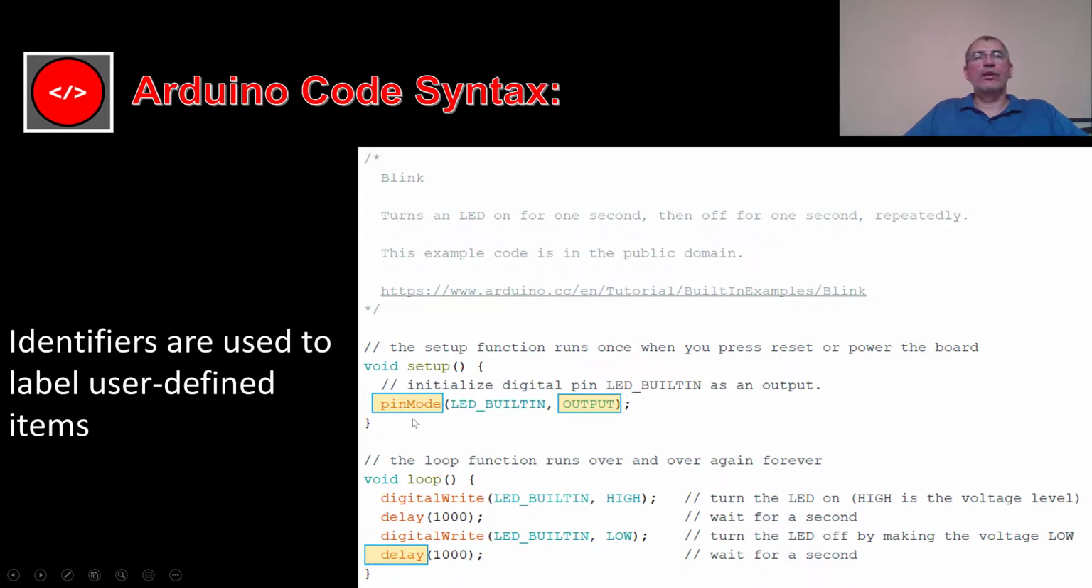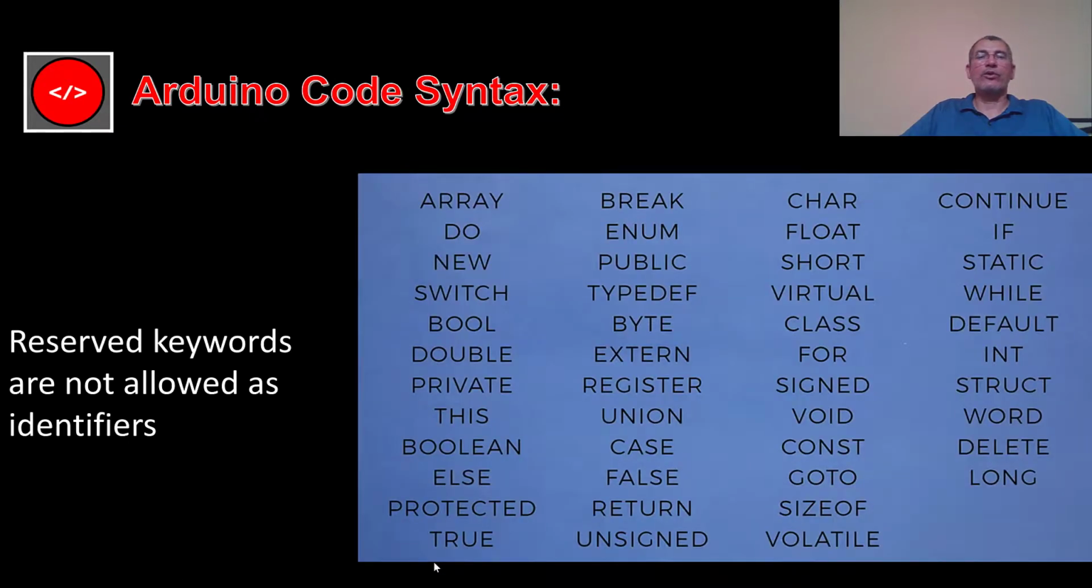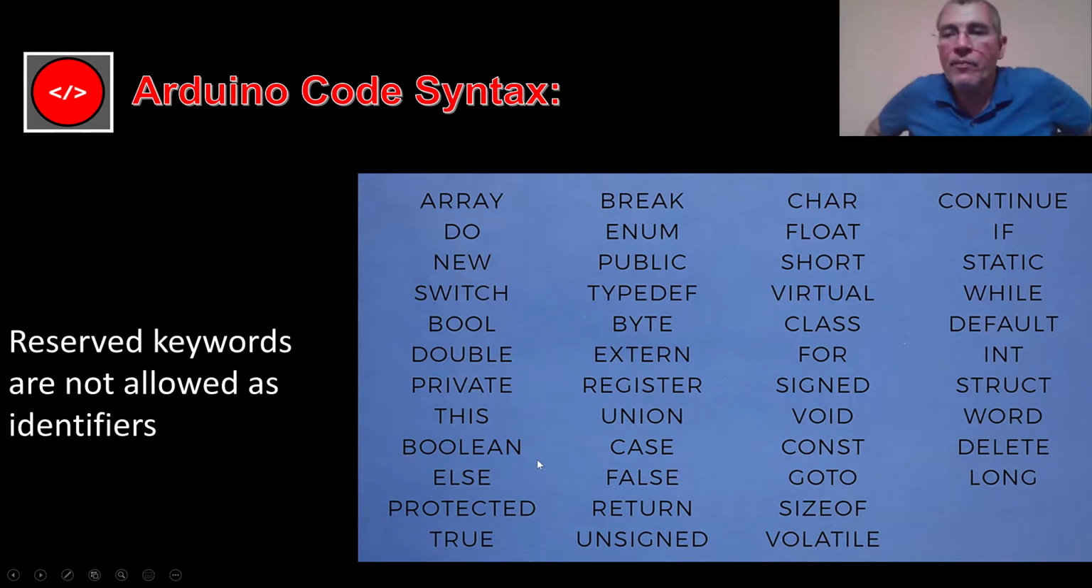Also in the code, there are what we call identifiers, like pinMode, OUTPUT, delay, and some keywords like this list here are reserved, and they cannot be used as an identifier. We're going to see more of this in the future, and we're going to talk about arrays and Boolean, and what's double and all. So this is just an introduction to the Arduino IDE, how to use it.